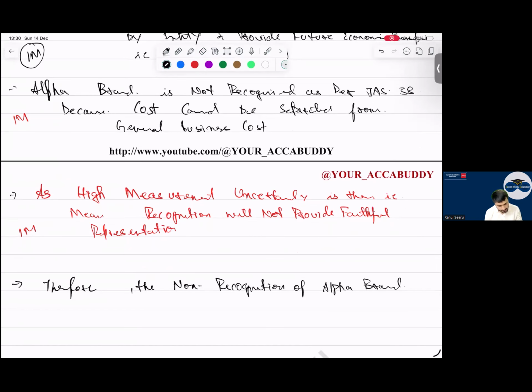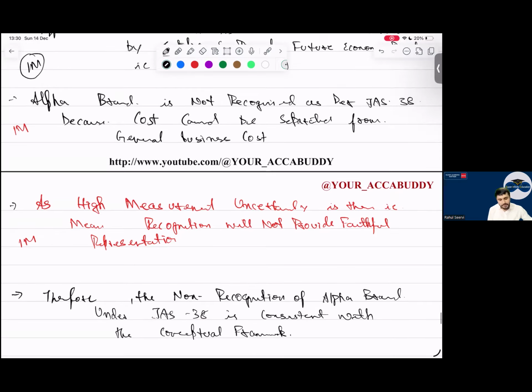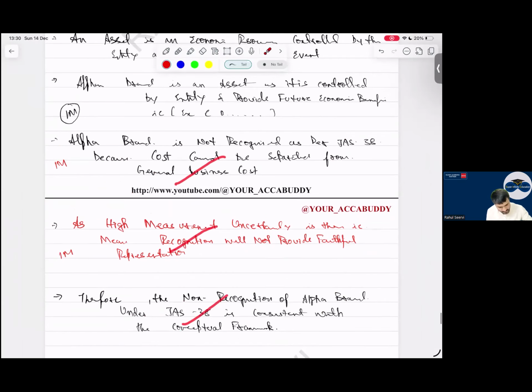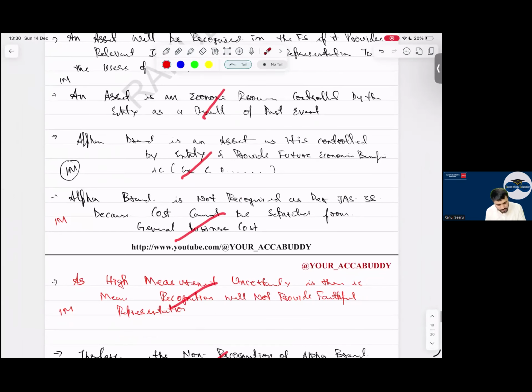Alpha brand under IAS 38 is consistent with the conceptual framework. Yes sir. So with this answer is done. 5 marks था, but I have written 6 sentences. As you can see, 6 लिखे, 7 लिखे. 1 2 3 4 5 6. Even though ये नहीं लिखा हो, or if you have directly mentioned it is an asset, no issue. Marks मिल जाएगा, full marks.